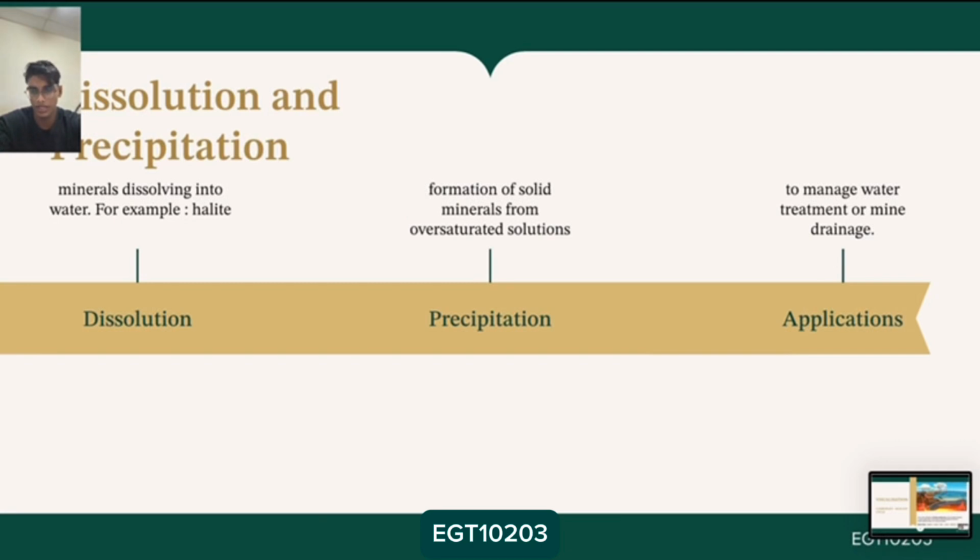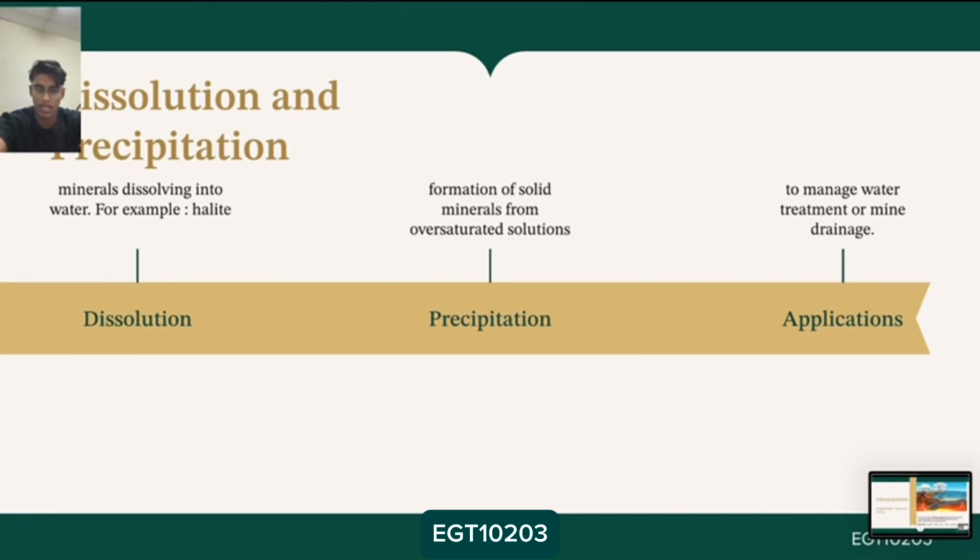What about precipitation? Precipitation, on the other hand, occurs when water becomes saturated with ions, meaning it holds more than it can keep dissolved. The excess ions then form solid minerals that fall out of the solution. For example, when water evaporates in a shallow lake, dissolved ions become more concentrated. Eventually, minerals like gypsum or halite begin to crystallize out, forming evaporites.